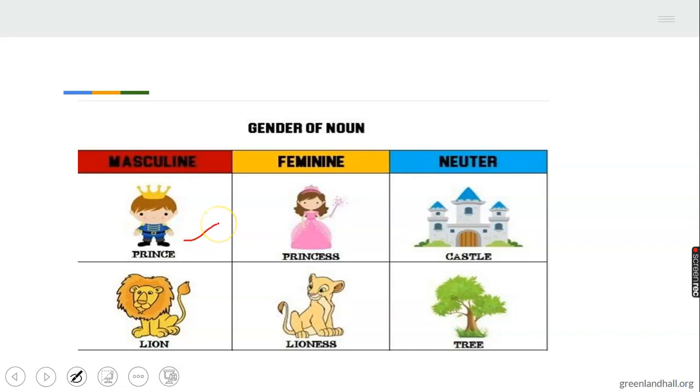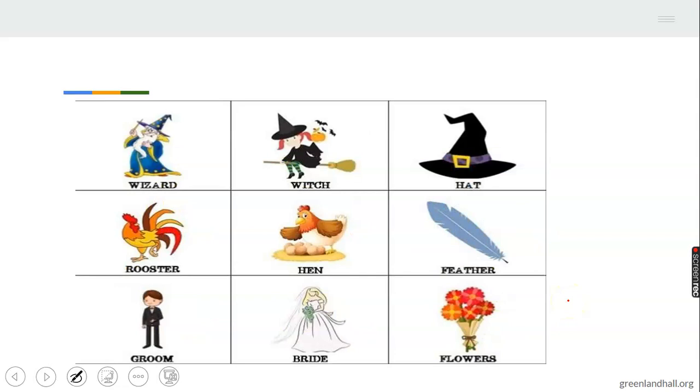Okay, we have more examples. This is a prince, masculine. The feminine is what? Princess. Lion is masculine. The feminine is what? Lioness. Castle is a neuter gender. Tree is a neuter gender. Okay, look at this. We have wizard, and then the feminine is what? Witch.